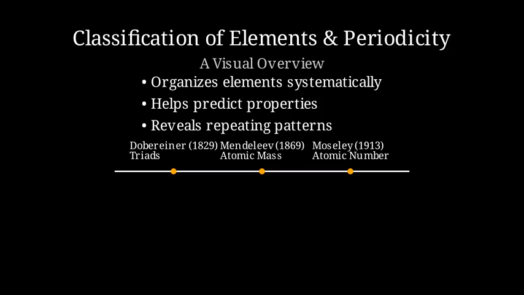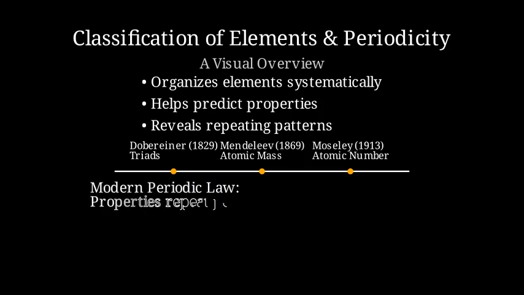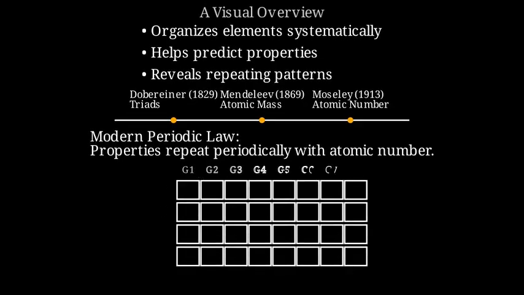The modern periodic law says the properties of elements are periodic functions of their atomic numbers. This is why the periodic table is arranged by increasing atomic number. Here is a simplified version of the modern periodic table, organized by groups and periods. Groups are vertical columns, and periods are horizontal rows.